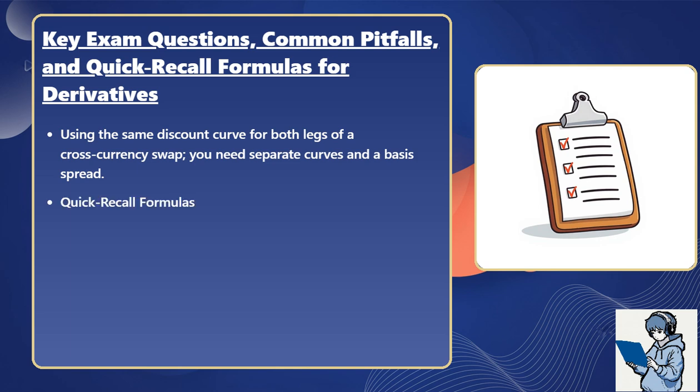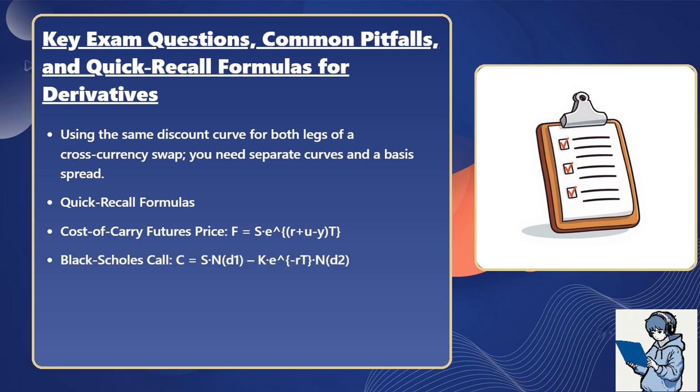Quick recall formulas. Cost of carry futures price: F equals S times e to the power of (R plus U minus Y) T. Black-Scholes call: C equals S times N(D1) minus K times e to the negative RT times N(D2).